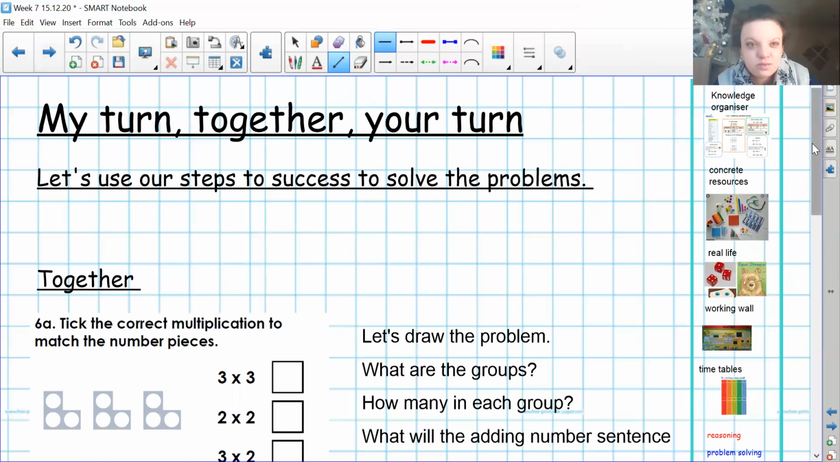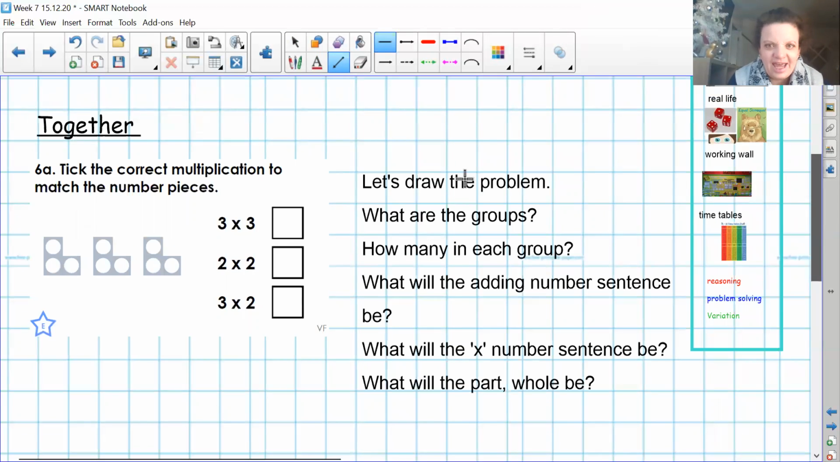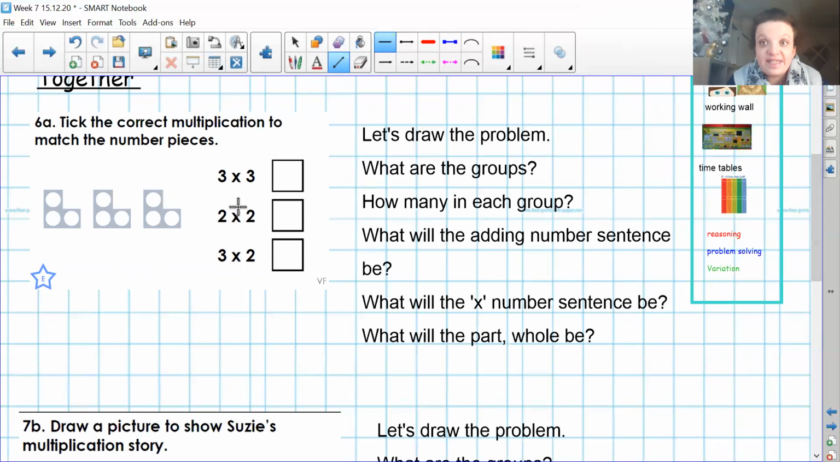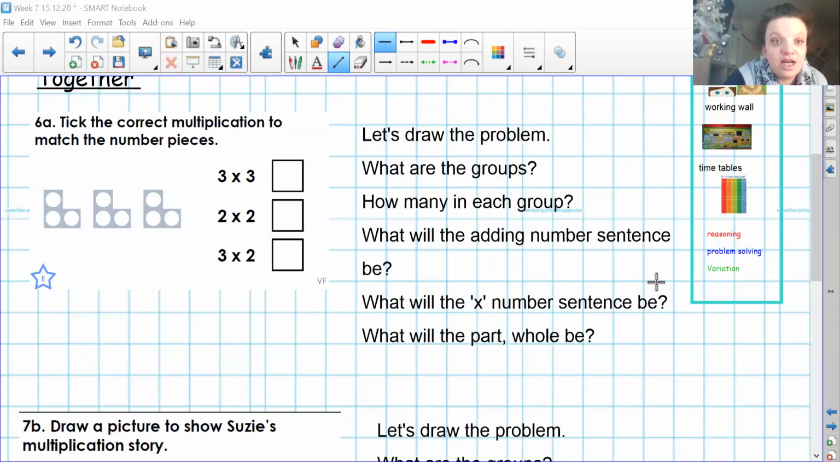Fantastic. So we have got a picture here, okay? So you can draw it yourself. You're going to see how many groups we've got, how many are in each group, what will the added number sentence be, and what will our times number sentence be, and then what will our part whole be. Okay? So pause your screen now and have a little look at that and see what all those things are going to be. Well done. Off you go.